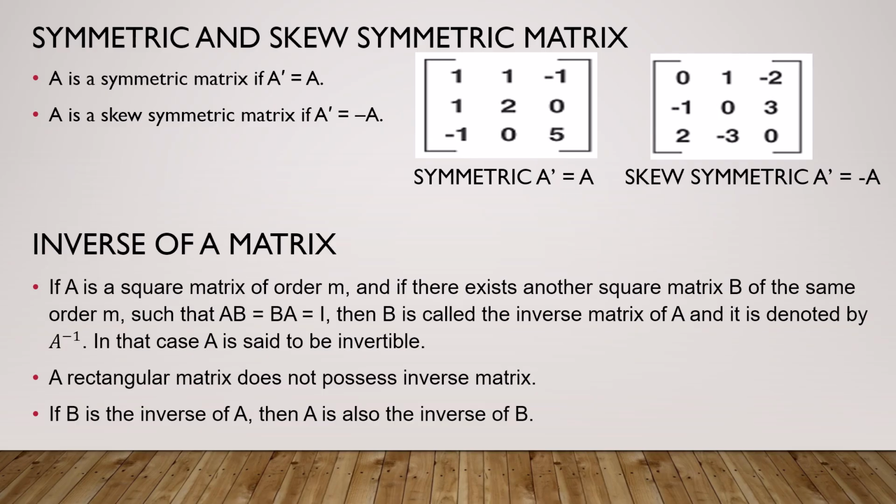such that A into B is B into A, which is equal to the identity matrix, then B is called the inverse of A and it is denoted by A raised to minus 1. In this case, you can say that the matrix A is invertible, otherwise it is not invertible. A rectangular matrix obviously does not have an inverse because first thing is it is not having the same rows and columns. It is not possible to find the inverse. If B is the inverse of A, then A is also the inverse of B.